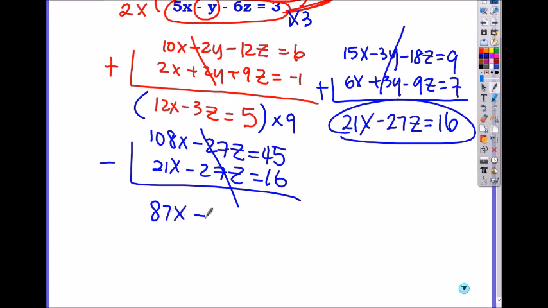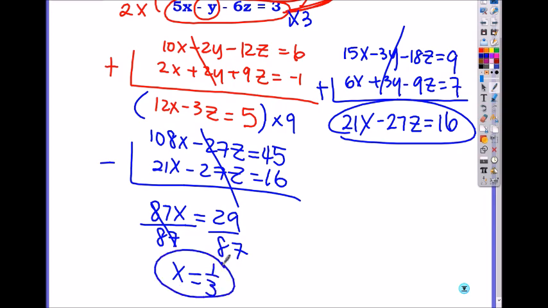87x equals 29. So when you divide by 87 on both sides, I get x equals... isn't it 1/3? Doesn't 29 go into 87 3 times? So I get 1/3. That's x. Now I have to solve for z. You can plug into either this, that, or these 2, right? But remember, these 2 are bigger. We multiplied this by 9 to make these. So it's better to use one with a smaller number. So one of these 2.